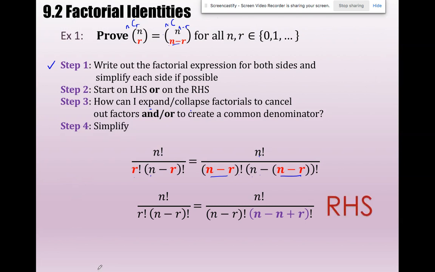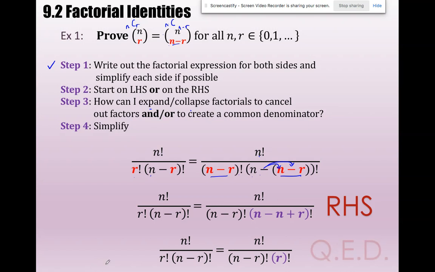I decided to start on the right-hand side. So I'm going to leave the left-hand side alone, and I'm going to start on the right-hand side. And notice that all I did was distribute the negative. But when I distribute the negative, what happened to the ends? Done. Multiplication's commutative. Done. QED, baby. Right? That was a good one.